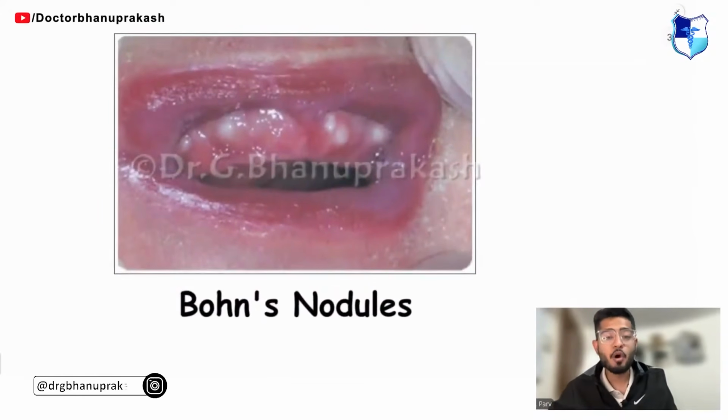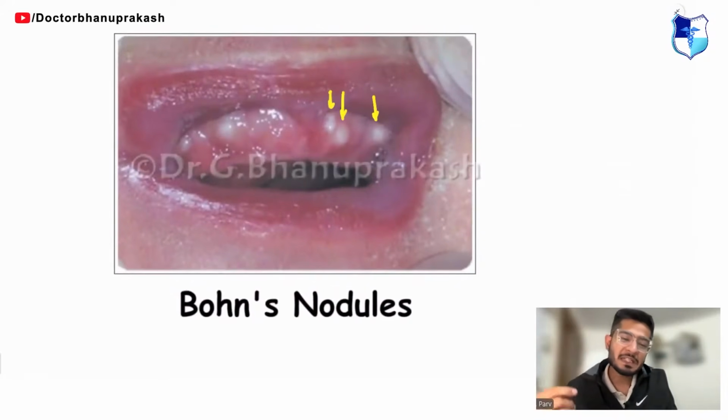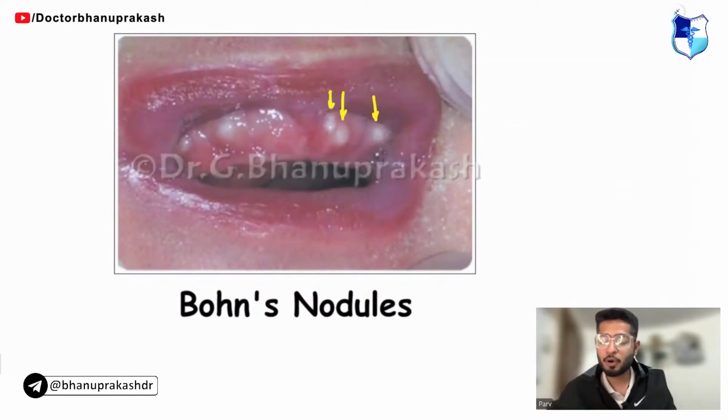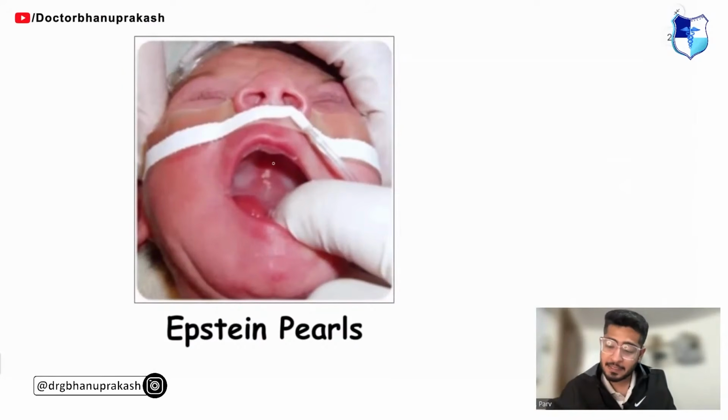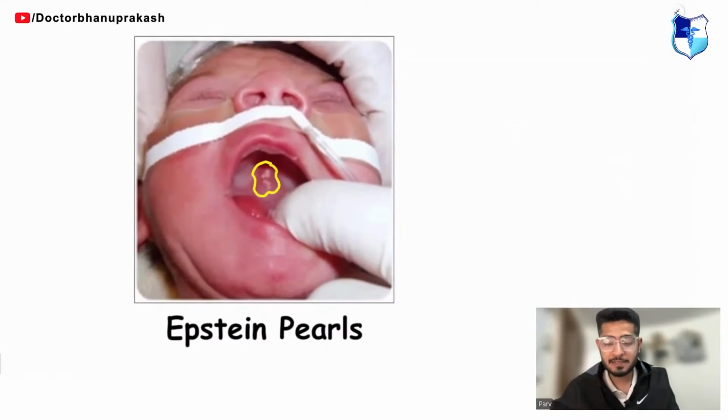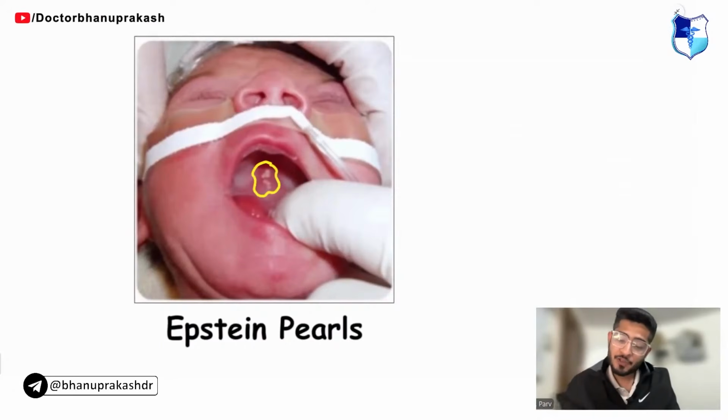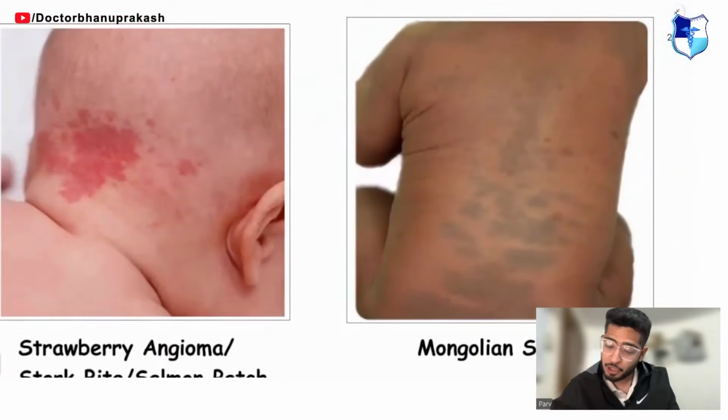What is this? This is Bohn's nodules, some cystic appearance in the gums. This is actually a normal finding. Epstein pearls, yes. Can you see these pearls on the palate? These are the Epstein pearls. Remember Epstein's pearls, P for palate. Epstein's pearls are going to be there on the palate. These are the important newborn images.